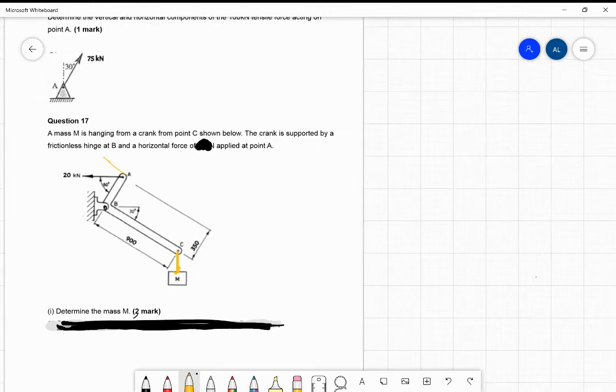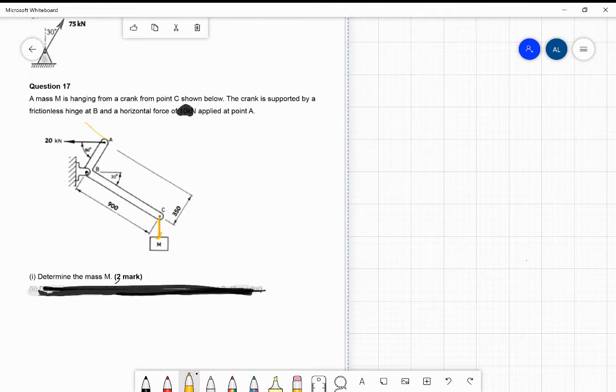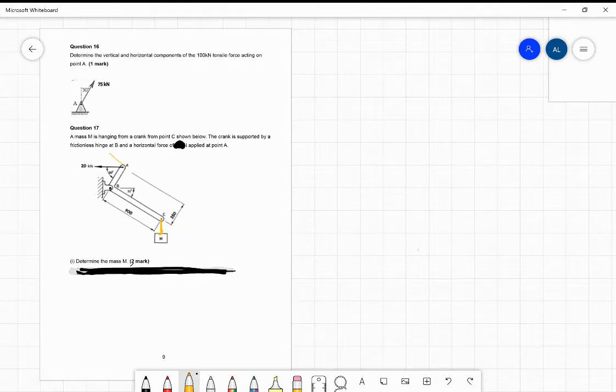A mass M is hanging from a crank, as you see here in question 17, from point C shown below. The crank is supported by a frictionless hinge at point B and a horizontal force applied here, which is 20 newtons at point A. Now we can actually solve this using two separate methods.